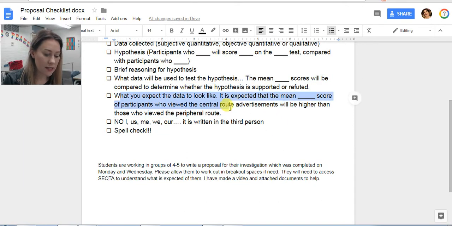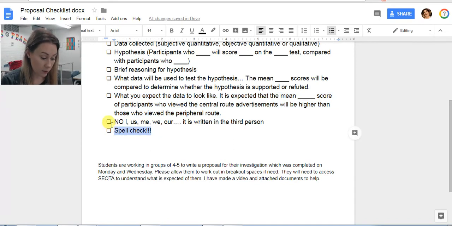What do you expect the data to look like? Then you'd write, it is expected that the mean reaction time score of participants who viewed the central route advertisements, or if we're talking about caffeine, who drank full strength coffee will be higher than those who viewed the peripheral route or those who drank decaf coffee. So you're basically just turning your hypothesis back into a nice sentence.